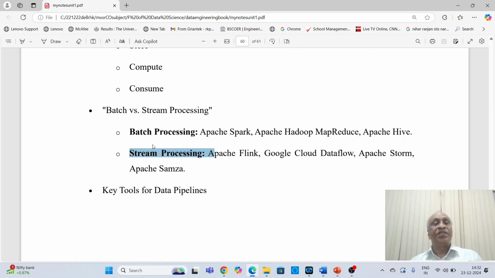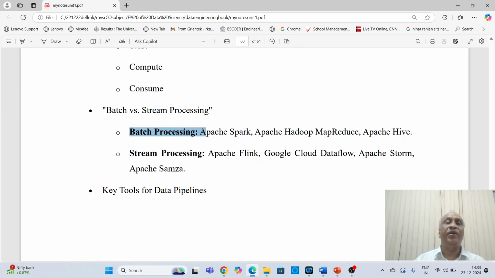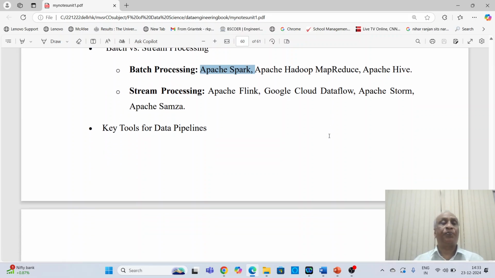Similarly, batch processing involves some frequency, like a backup taken after every 24 hours, or after every 1 hour the data is being sent. This is what batch processing is, and the tools which are suitable for batch processing can be Apache Spark, Apache Hadoop MapReduce or Apache Hive.